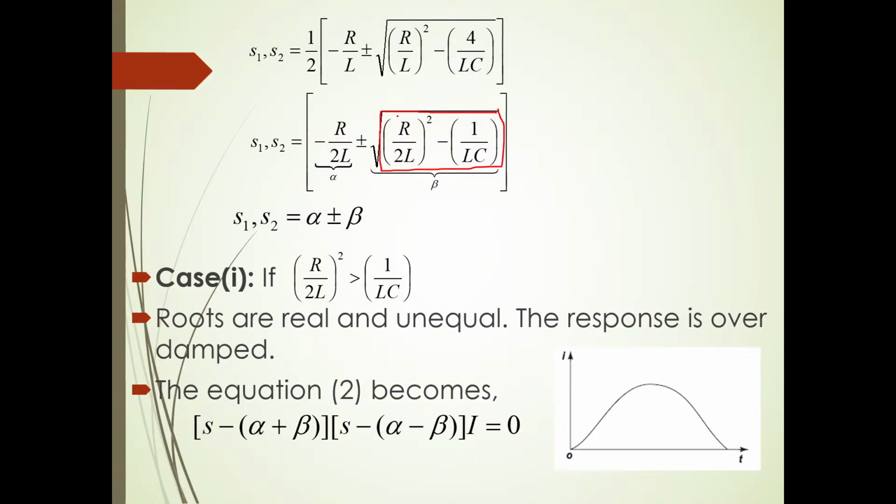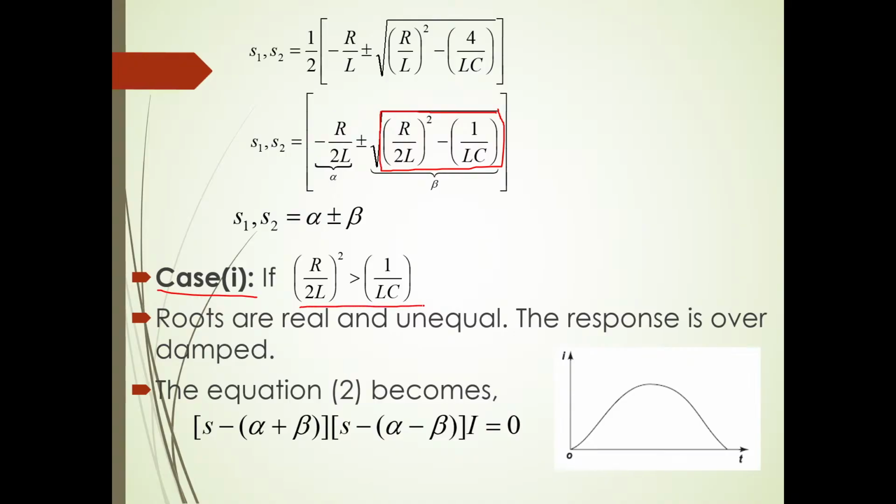Within this root term, what is there inside the root? R by 2L whole square minus 1 by LC. So let us consider the first case. Let us assume that R by 2L whole square is greater than 1 by LC.